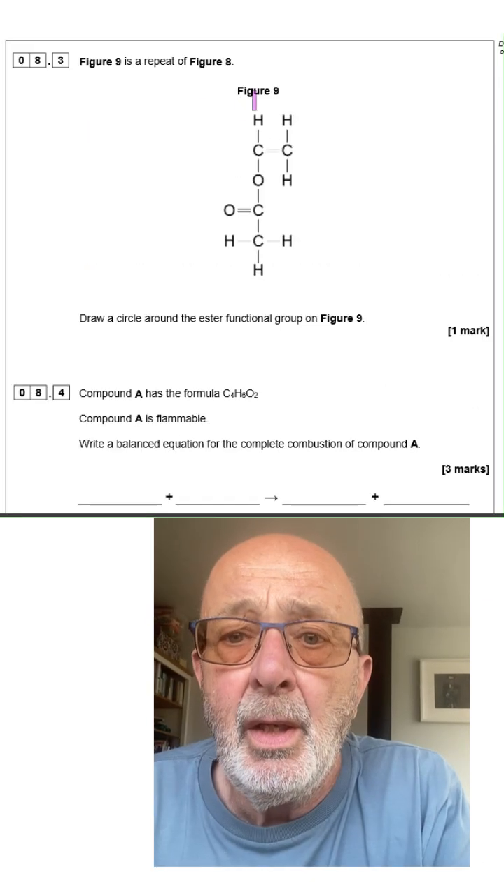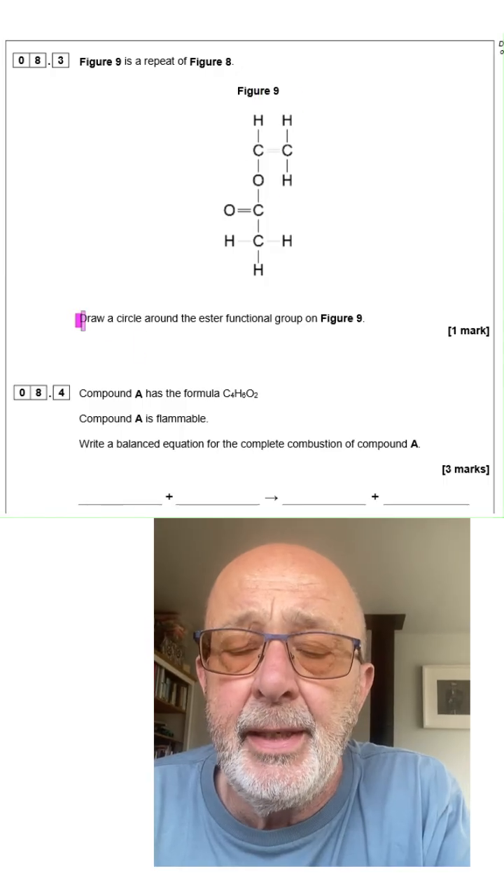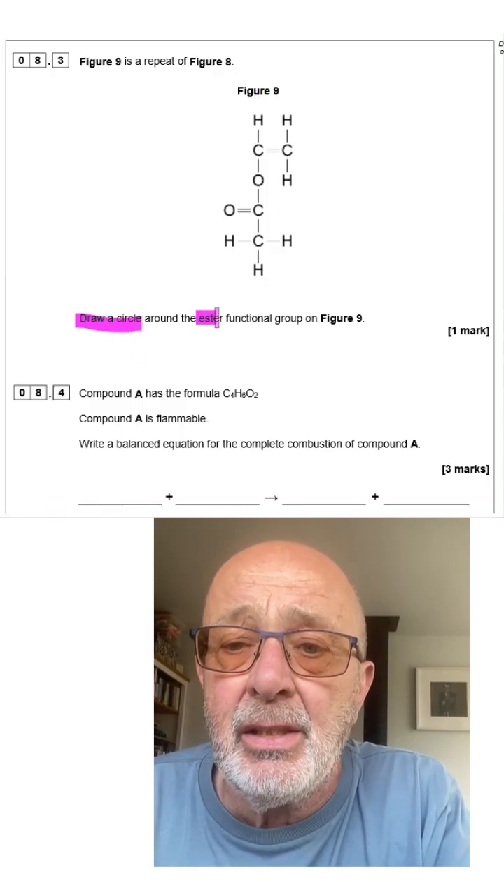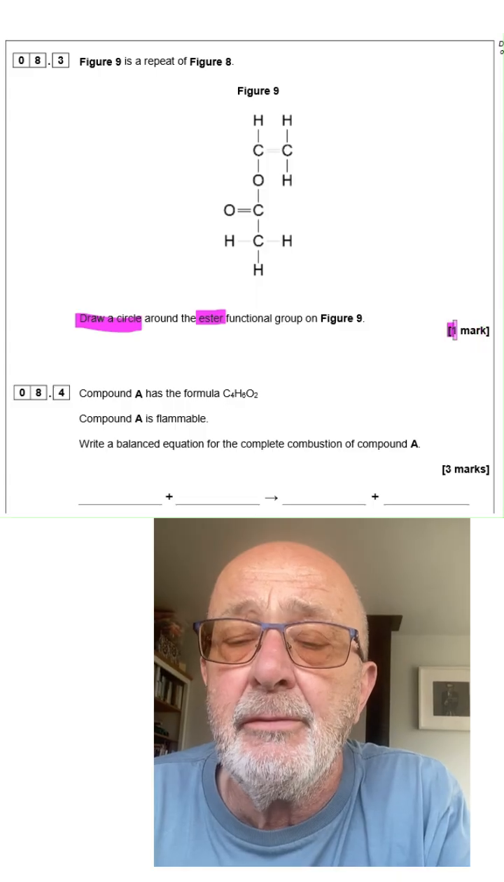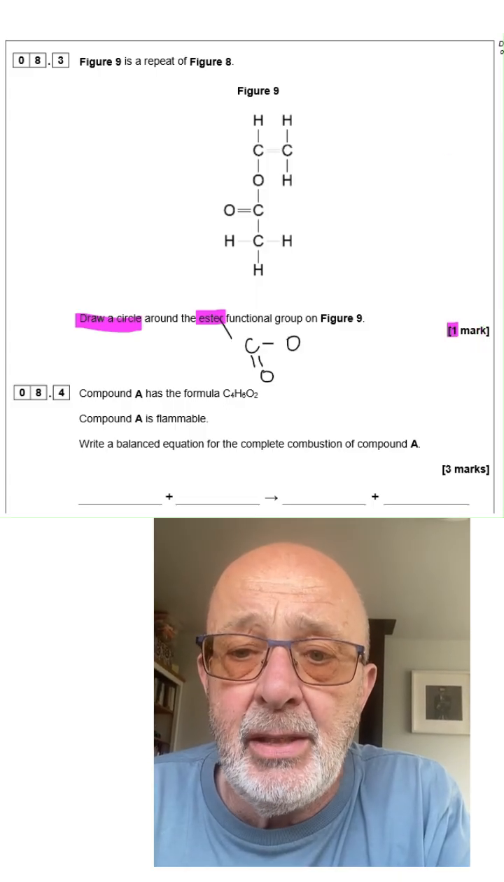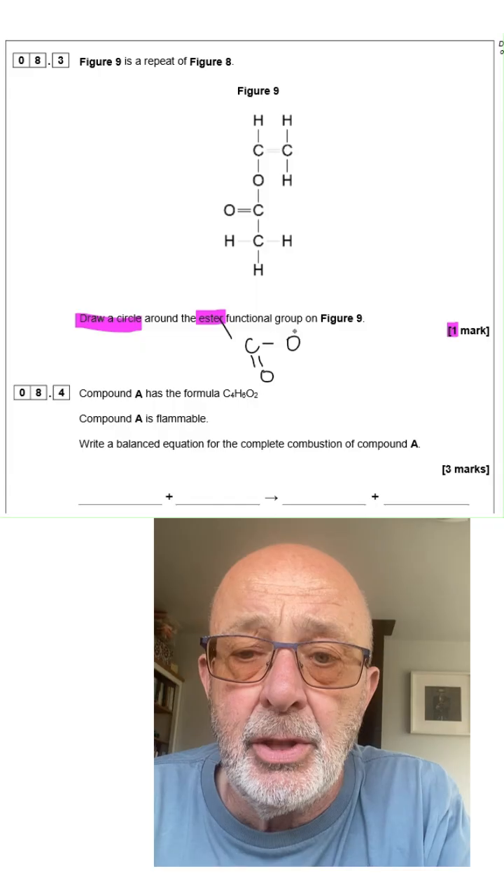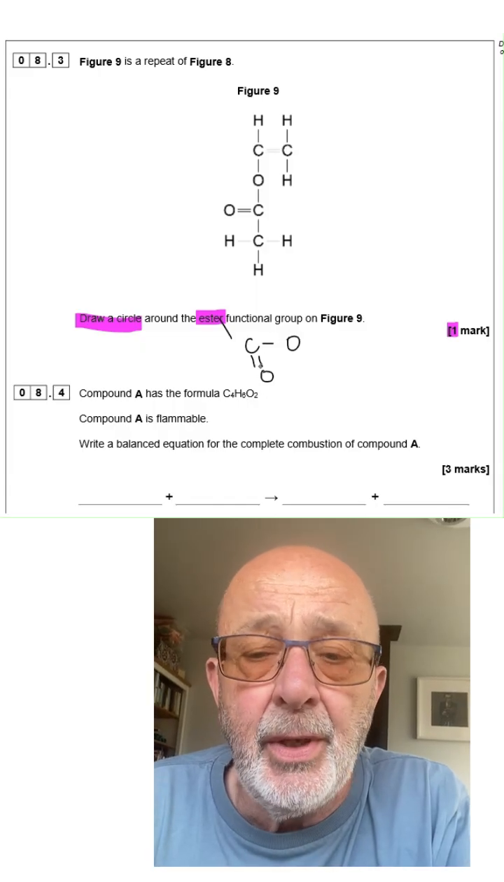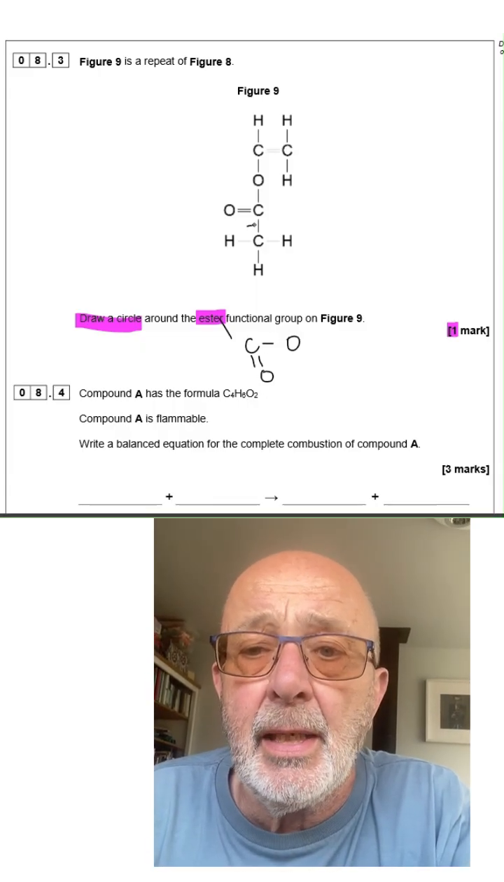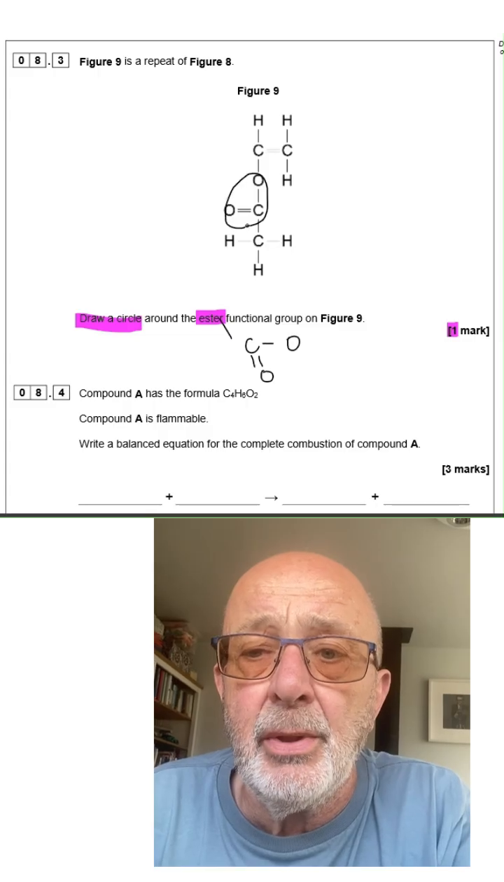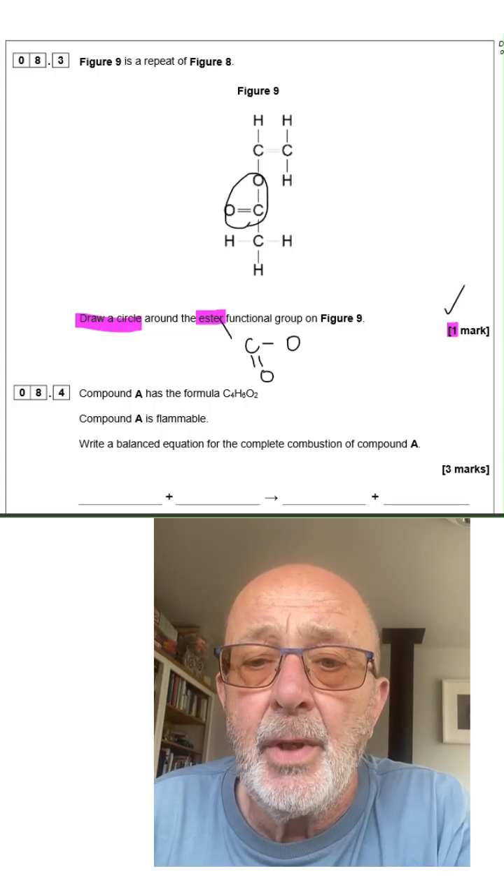8.3. Figure 9 is a repeat of figure 8. Draw a circle around the ester functional group on figure 9 for 1 mark. Now we know an ester is a carbon to double bond oxygen, carbon single bond oxygen. So if you look there, there's our carbon, there's our single bond, double bond oxygen, 1 mark.